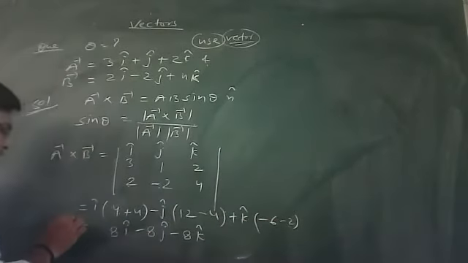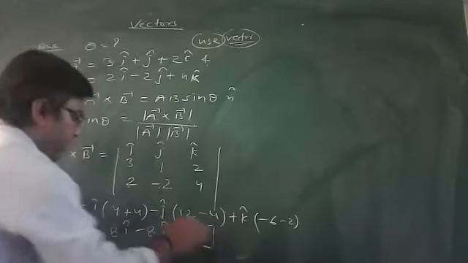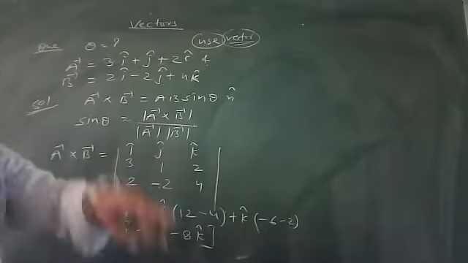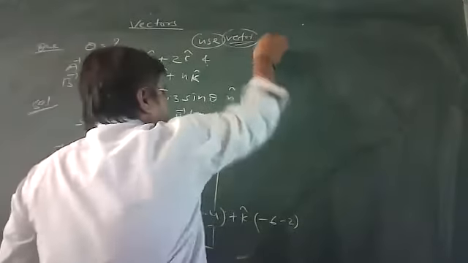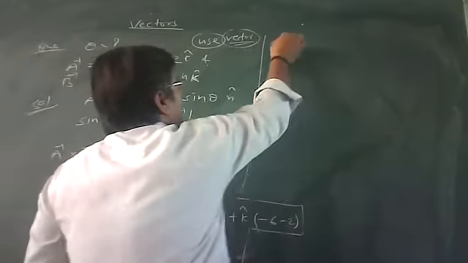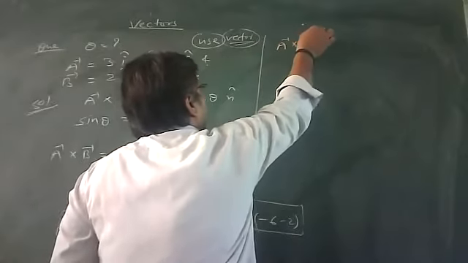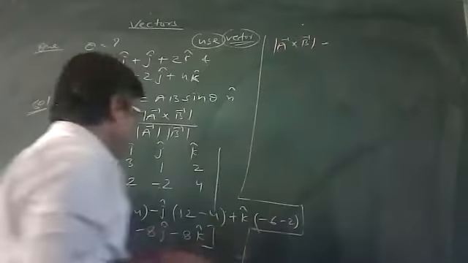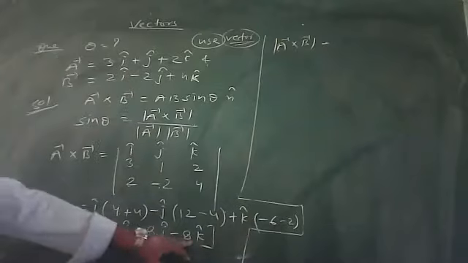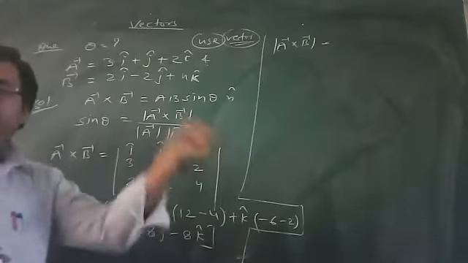That is the resultant vector, the resultant of A cross B. It is in vector format, and I need its modulus. So how will you calculate the modulus of A cross B? What to do? Take the square of x, square of y, square of z, add all of them and take the square root.